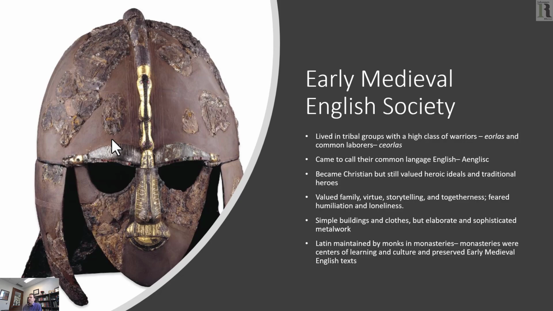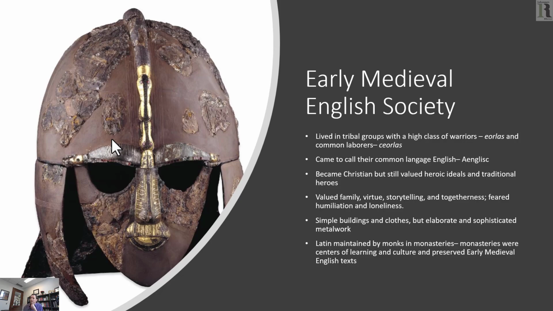There, in early medieval English society, people lived in tribal groups with a high class of warriors who were called eorlas, which is where modern earl comes from, and common laborers, churlas. And the modern word churl comes from that, and the word churlish, which means coarse or rough. In English and in other languages, there's a kind of association between moral vocabulary and class vocabulary. The word villainous, for instance, or villain, which is from French, originally meant peasant, right?